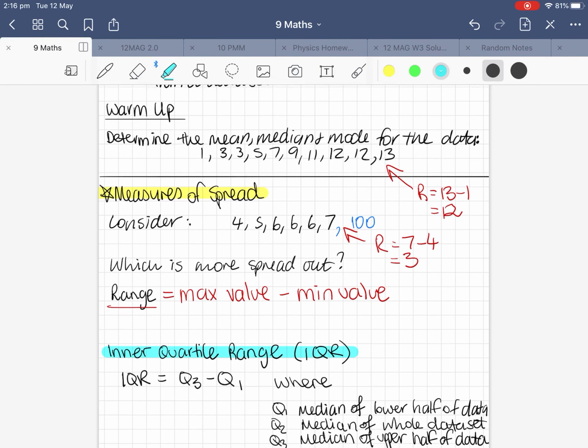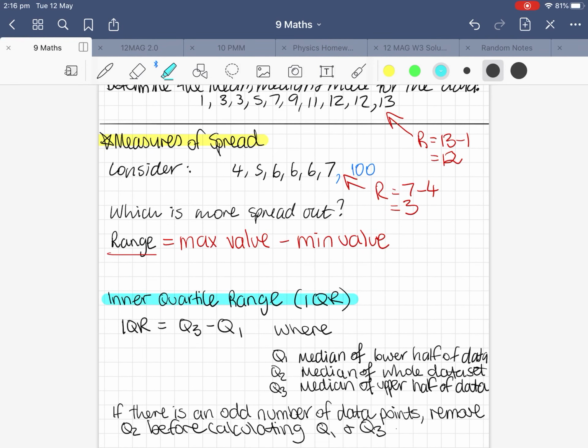Now, the interquartile range is to do with the middle of the data set, or the inner parts of the data set. We calculate it as follows. The IQR is equal to Q3 minus Q1, where Q1 is the median of the lower half of the data, and Q3 is the median of the upper half of the data. And I know that doesn't make a lot of sense yet, but it will when we do an example.